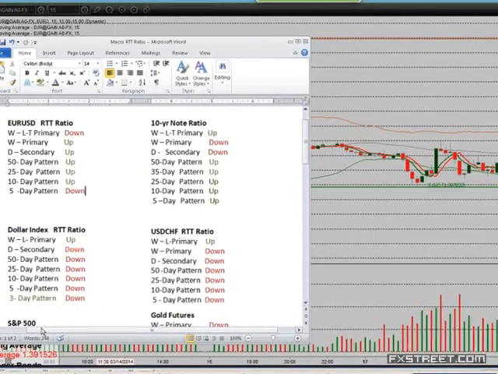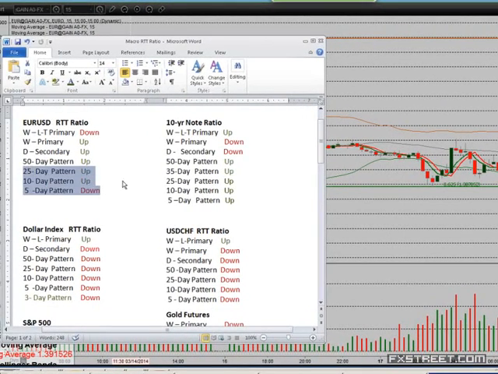If I'm trading the 5 through 25, 2 out of 3 are up, right? So if I'm trading the 5 through 25, the majority of patterns are up. What am I doing? I'm looking to buy dips, okay?